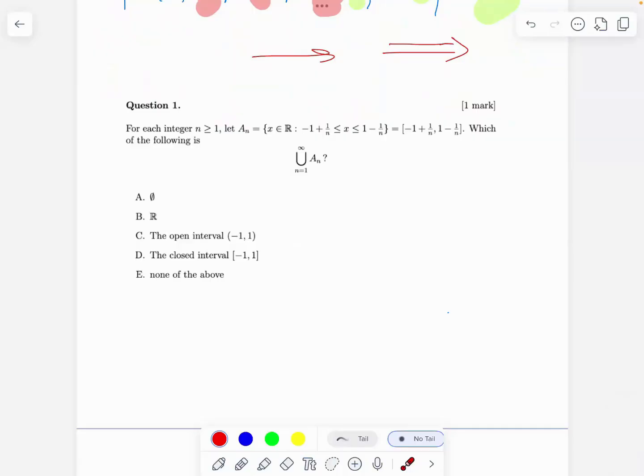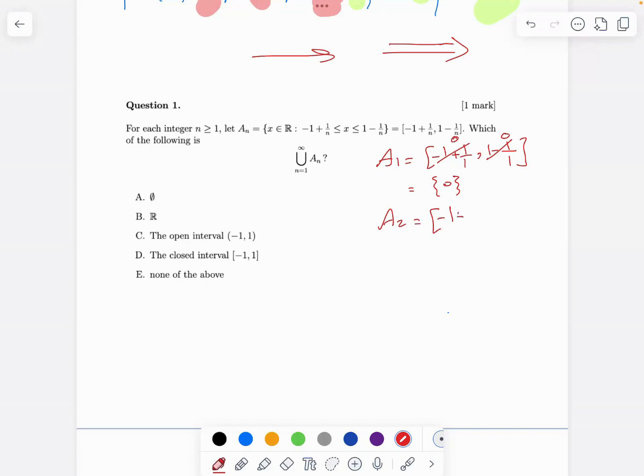Okay. Now, I remind you that you have seen question 1, 2, 3, and 4, 5, 6, 7 in those two videos that I sent through the email via the link. Okay. Now, we see this one, A1 is minus 1 plus 1, 1 minus 1, which is minus 1. This will be 0. So this is only 0. A2 is minus 1 plus 1 over 2, 1 minus 1 over 2, which is minus half, 1 over 2.